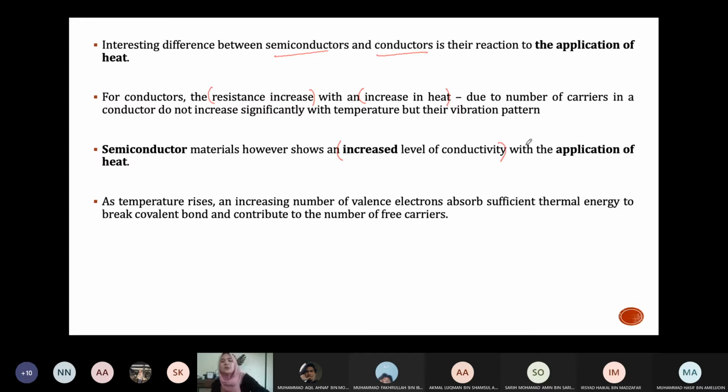As the temperature rises, an increasing number of valence electrons are able to absorb sufficient energy to break up from the covalent bond, and this contributes to the number of free carriers. So the increasing number of free carriers is what increases the level of conductivity of the semiconductor.